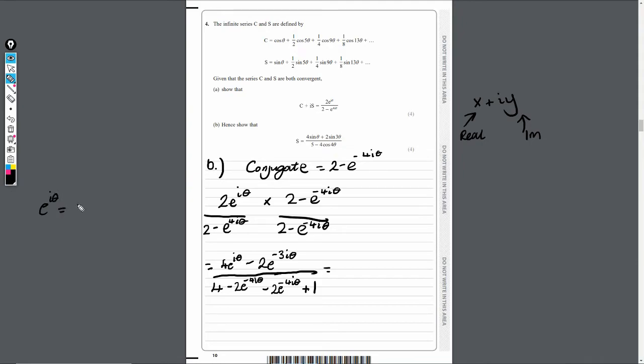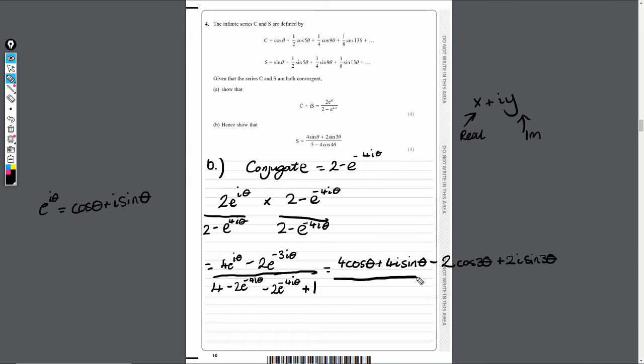That's equal to cos theta plus i sine theta. Okay, so we just need to convert all these now. So that's going to be 4 cos theta plus 4i sine theta. So that's the first part. And I'm going to do minus 2 cos 3 theta this time, and then plus 2i sine 3 theta. Okay, so that's my numerator done.